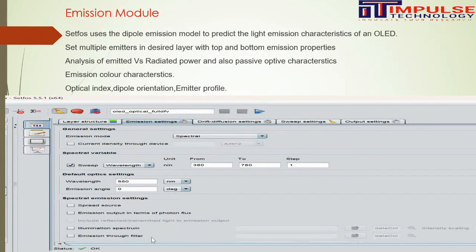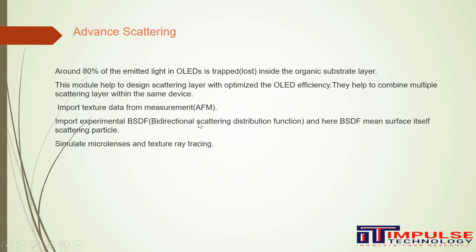It is the emission module. An emission is something that has been emitted, released, or discharged. It uses the dipole emission model to predict light emission characteristics. Set multiple emitters with top to bottom, which helps analyze emitted versus radiated powers. A number of emission property characteristics can be calculated here. So now we will move to the next slide.